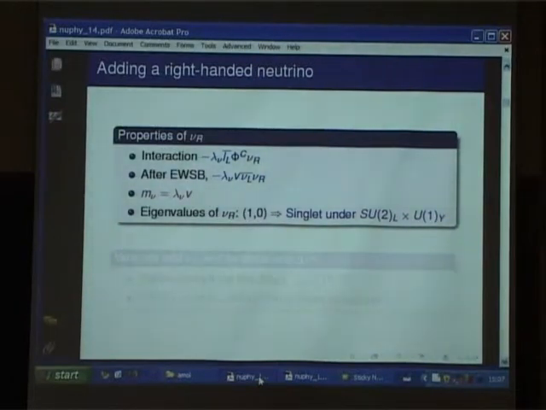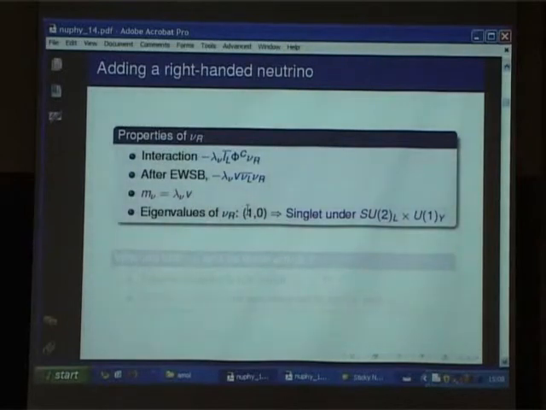So before we go there, let's look at the following. So let's look at nu R. So we found this new particle called nu R, which you want to introduce to give neutrinos mass. The question is, how does it transform under SU(2) and U(1)? Should it transform under SU(2)? It should be a singlet, because all right-handed particles are singlets. So under SU(2) it should be a singlet.